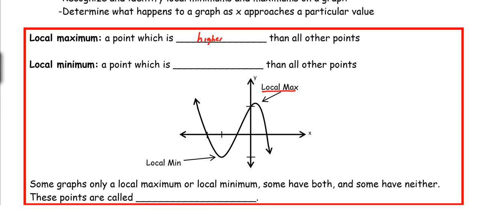A local minimum is a point which is lower than all other points. So here is an example of a local minimum. And a local minimum would look like a valley. Sometimes graphs will only have a local max or a local min. Sometimes they will have both, and sometimes they will have neither. These points are called a vertex.